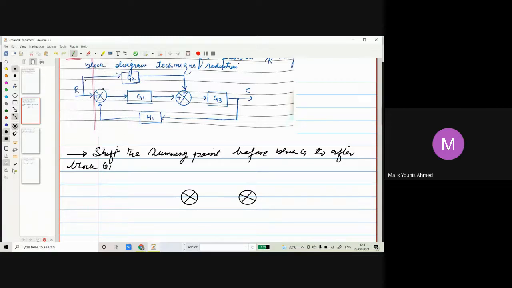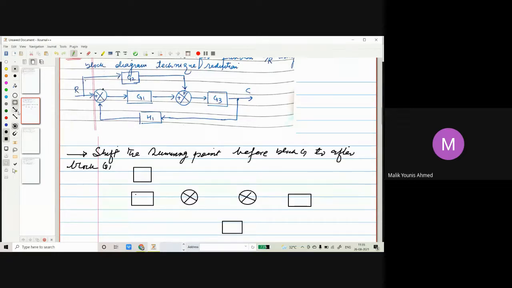Then let us take blocks now. Blocks will be here is this block G1. On the top we have block G2. Here we have block G3 as usual after this block. And then in down here, because we are transferring this summing point, so something should happen to the gain also.